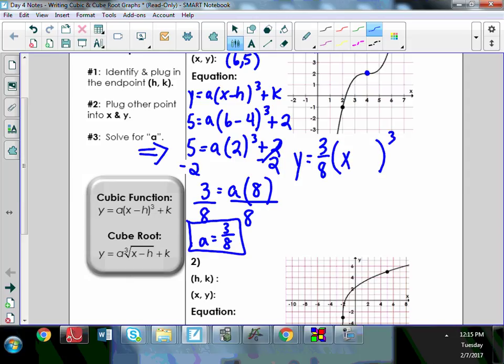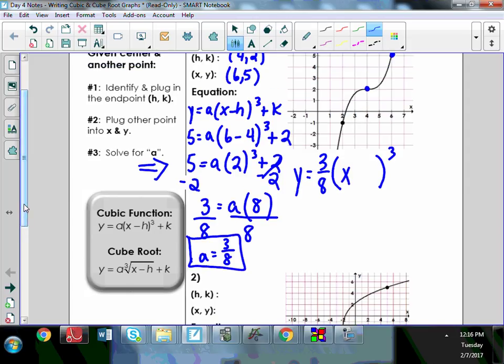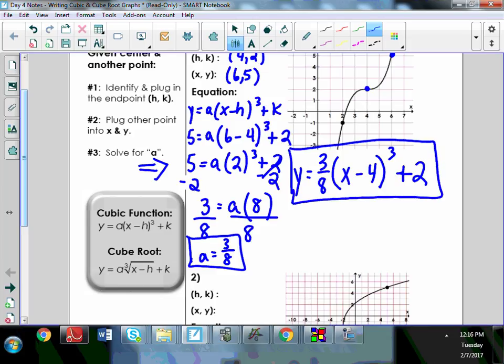And so on a problem like this, I need to put my h and k in the equation to let the reader know where the center is. So I'm going to put minus 4 plus 2. So this is a lot like the problem that had a graph on your square root test where you had to find a and then write the equation. So you're going to find a and write the equation. And you're going to do that on the first 4 problems on your assignment.